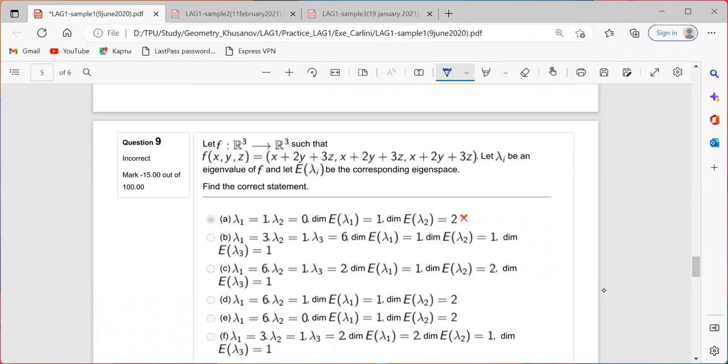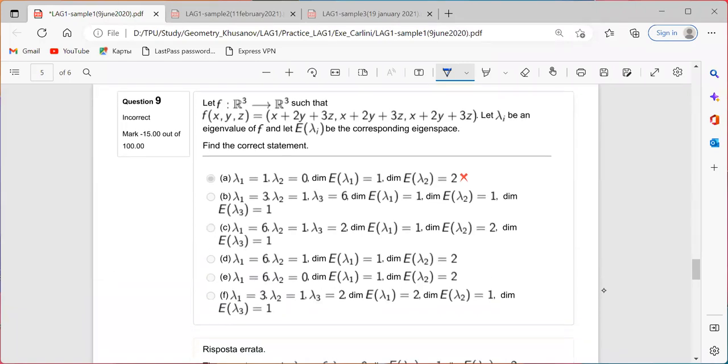Okay, so now we have to consider all these statements about eigenvalues and eigenspaces and so on. In any case, we have to consider eigenvalues or eigenspaces. It means that first of all we have to construct the matrix of this transformation. We have to write it explicitly. And what will be the matrix in this situation? Let's see.